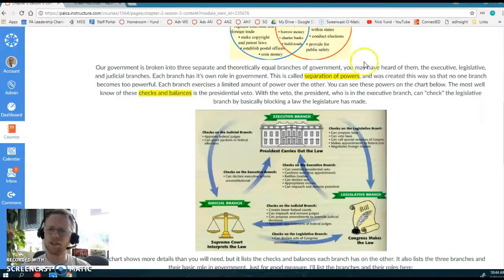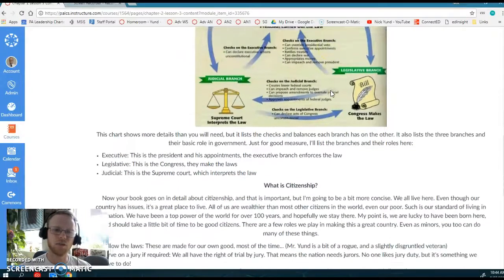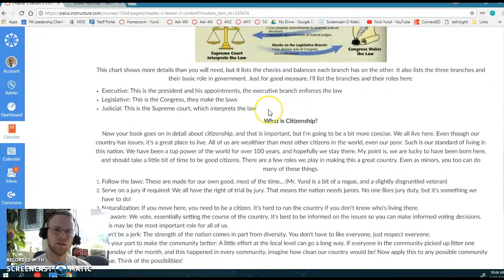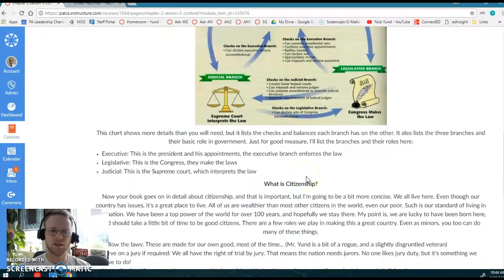So I have this nice chart here that shows the different branches and how they can check each other, and this is a cool thing to know. Now, this chart shows more details than you'll need, but like I said, it's a good example.